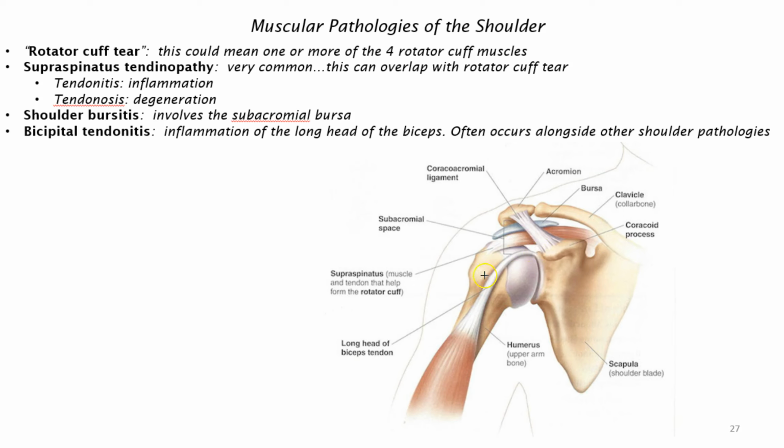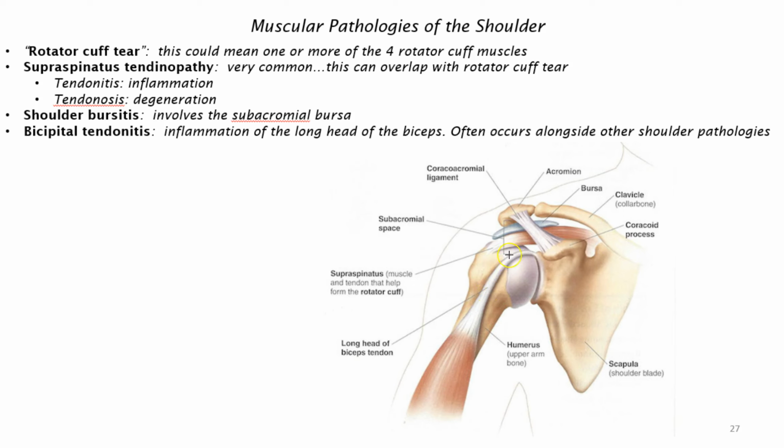Further anteriorly, we have the long head of the biceps tendon going through the bicipital groove, or the intertubercular groove, between the greater and the lesser tubercle. So this tendon can get quite irritated.